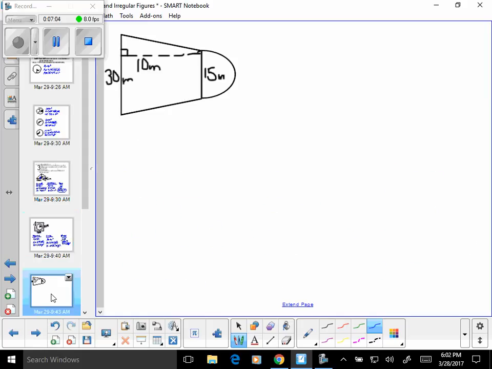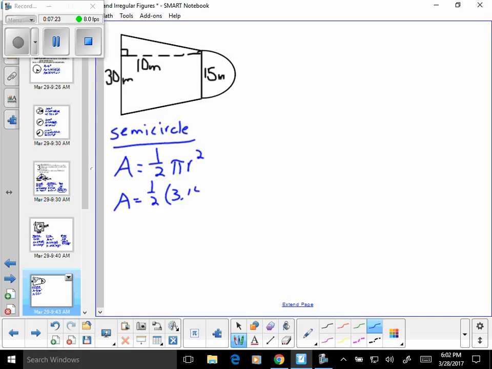This is an irregular figure with a semicircle. Now, it's kind of nice. I can actually make up my own formula. A semicircle is half a circle. So I just take the area for a circle and I stick a half in there. Pi r squared. So I'm going to have 1/2 times 3.14. Now remember, that 15 is diameter, so you have to put in 7.5. And I get 88.3125 meters squared. Now I have a trapezoid.